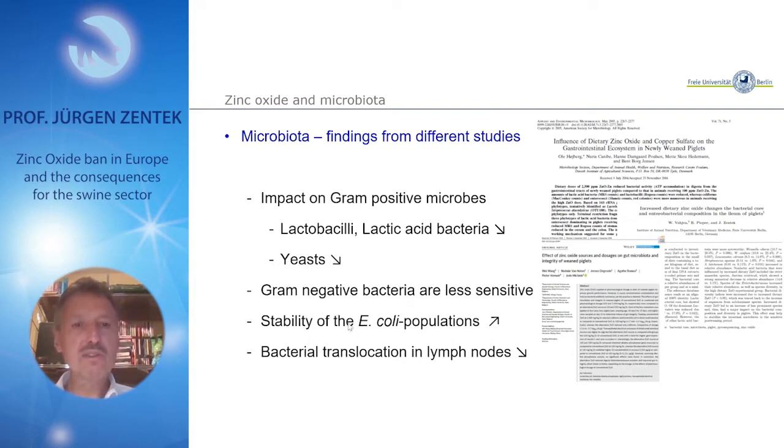Very interesting also is one study showing that the E. coli populations were more stable, more diverse, which is quite relevant, I think, because having a more diverse population with E. coli may prevent piglets from diarrhea by impairing the growth of pathogens here. And also interesting is that the translocation of bacteria in lymph nodes was reduced.